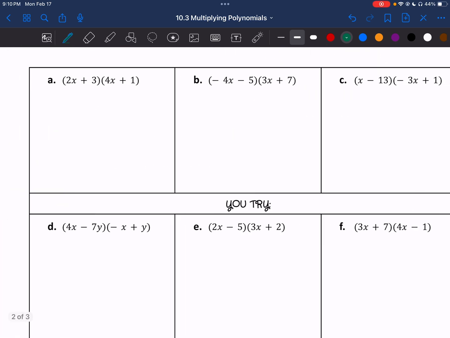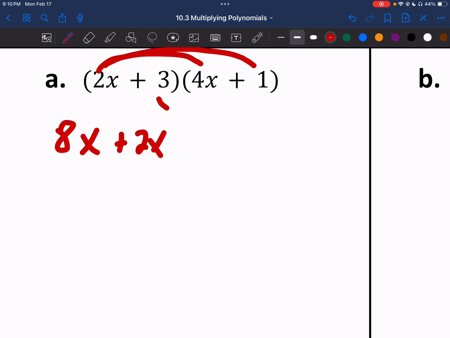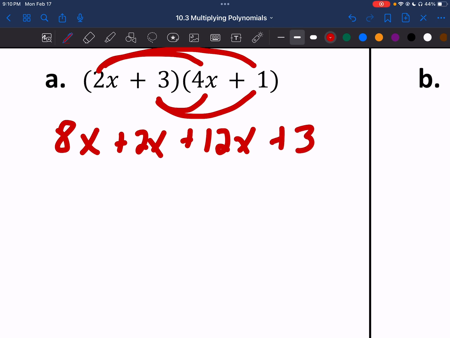All right, if we change to the next page, we've got a whole bunch of problems that we are going to do FOIL on. Yay! FOIL, first, 2x times 4x is 8x squared. Outer, 2x times 1 is plus 2x. Inner, 3x times 4x, that's plus 12x. And last, 3 times 1 is 3.